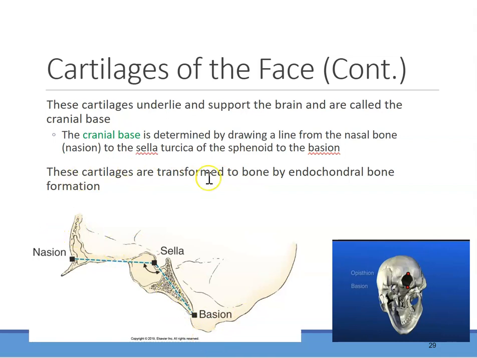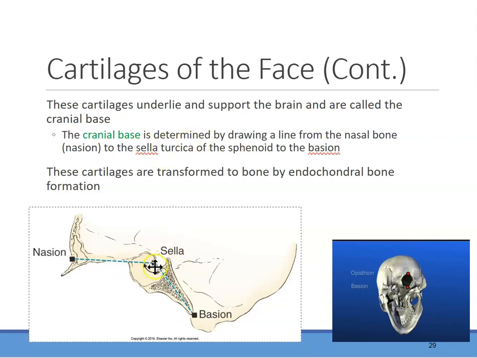What this is trying to show is the cranial base. Cranial means brain, so there is a brain sitting on top of this base, and you can draw a line right here. The cranial base is determined by drawing the line from the nasal bone, where your nose is, to the sella. The sella turcica is what we actually say.